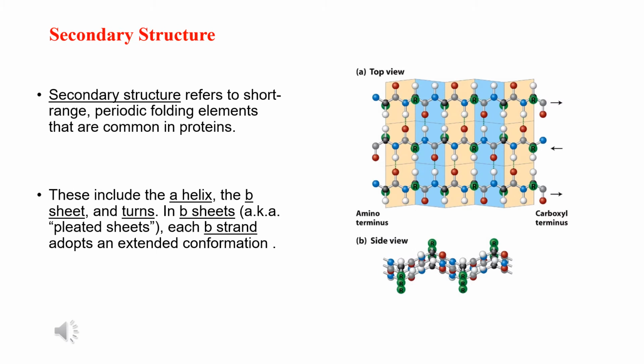حنبلش في هذا السلايد عن secondary structure refers to short range periodic folding elements that are common in proteins. These include the alpha helices, the beta sheets and beta turns. And beta strands tend to occur in pairs and multiple copies in beta sheets that interact with one another via H bonds directed perpendicular to the axis of each strand.